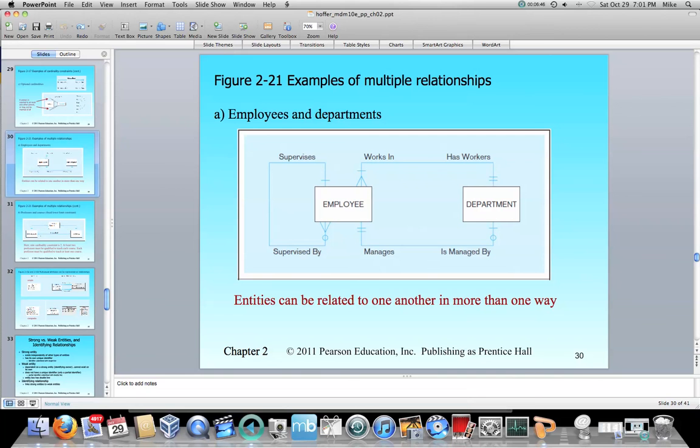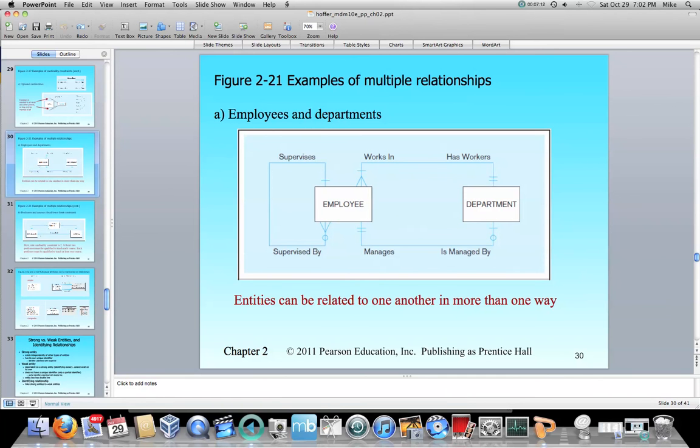Then we get into departments and employees. So here again this is an example where we have multiple relationships between entities. So here we've got employee. An employee can supervise many employees. An employee can be supervised by one supervisor. So see how that works.